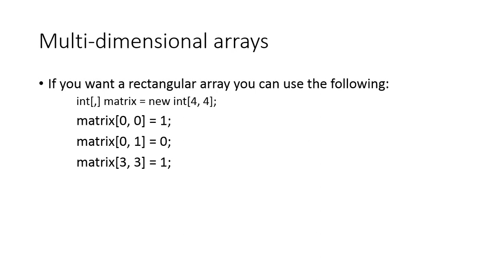If you want a rectangular array, there's an easy way of doing that. You just put int[,], with a comma between the brackets, and that's just representing the x and y values are equal. And you say matrix equals new int[4,4], and now you can declare that and use it as you normally do.